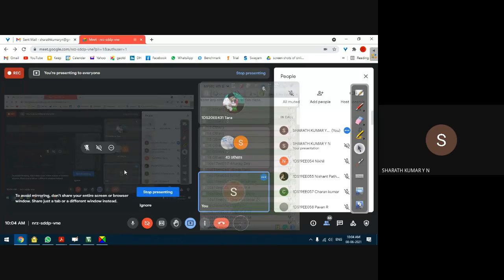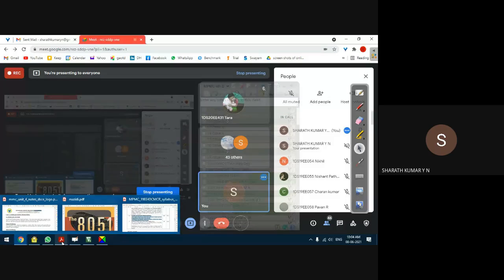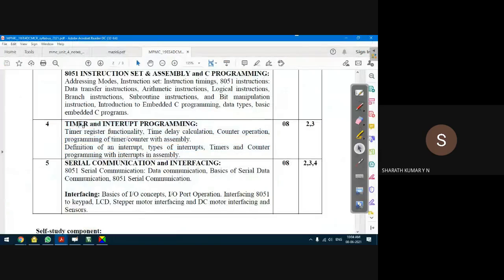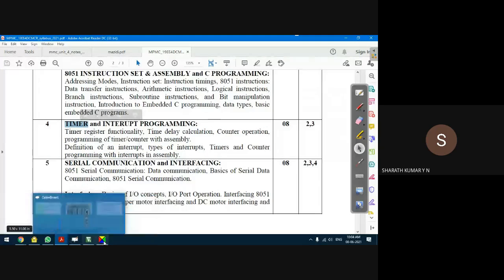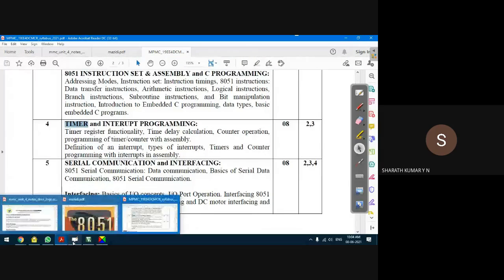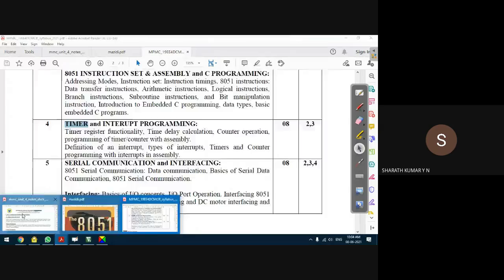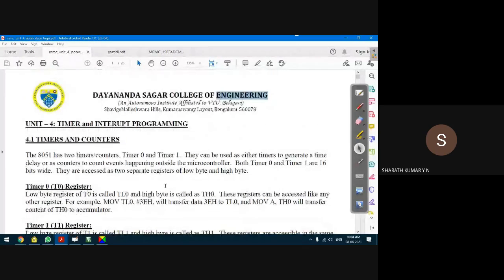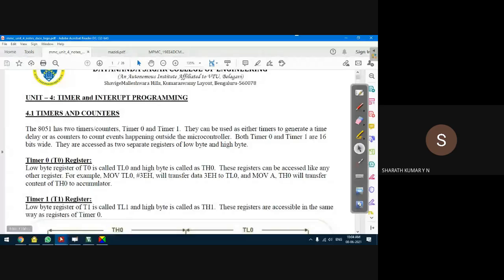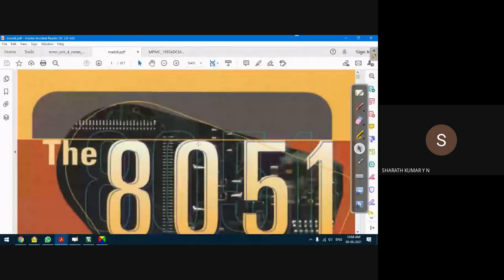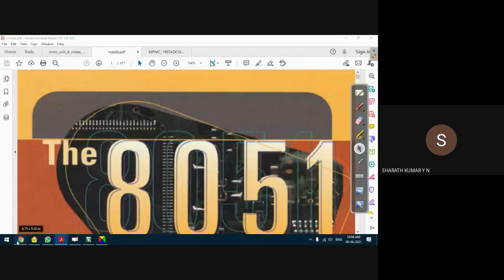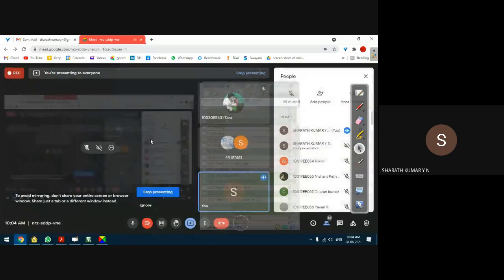Okay, here we go. So we'll start with the timer and counter part of the 8051. This is the fourth unit. This document I've shared with you guys, you can look into that. I'll use the other material also, because for presentation purposes it will be very useful.